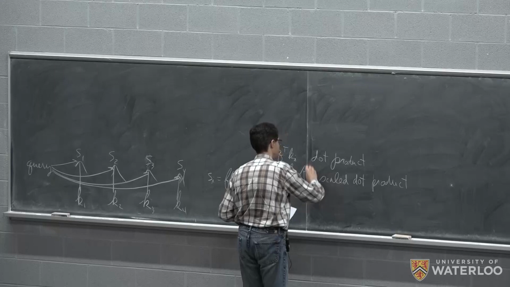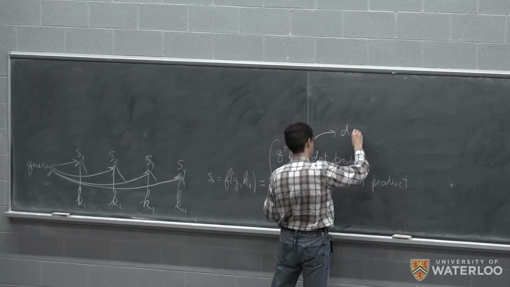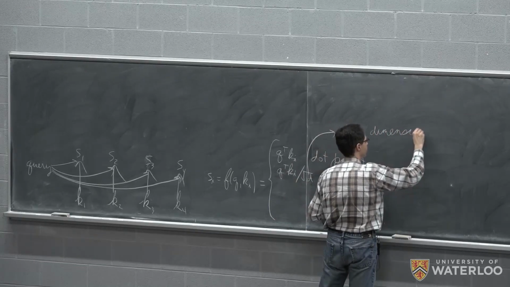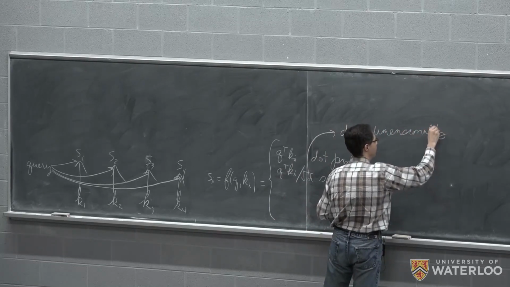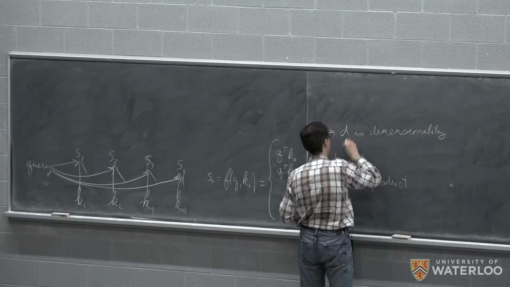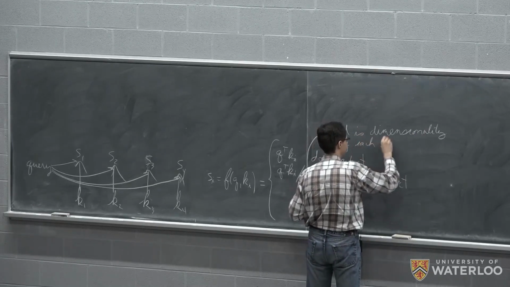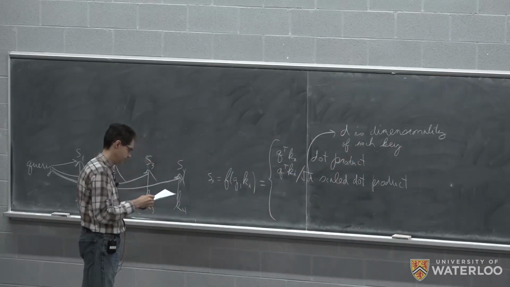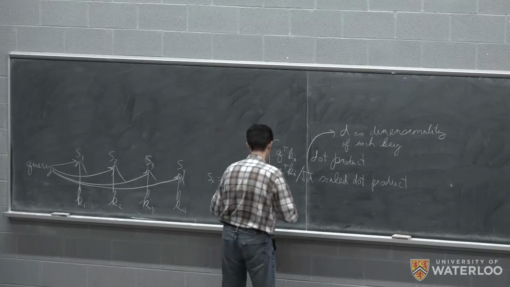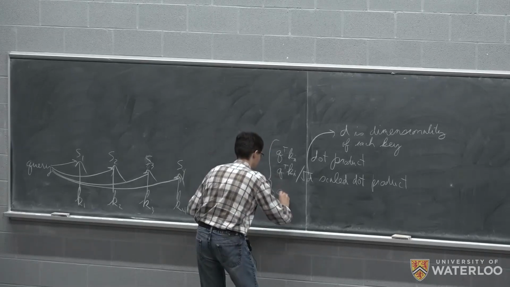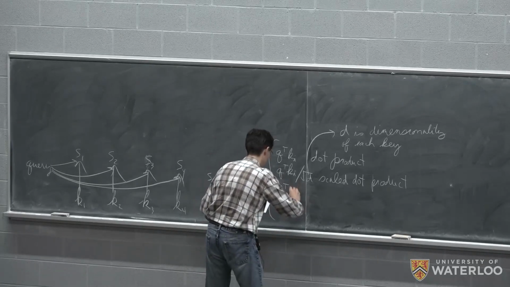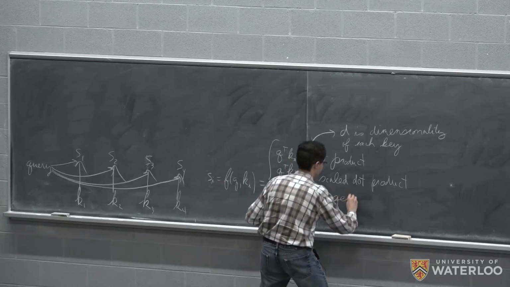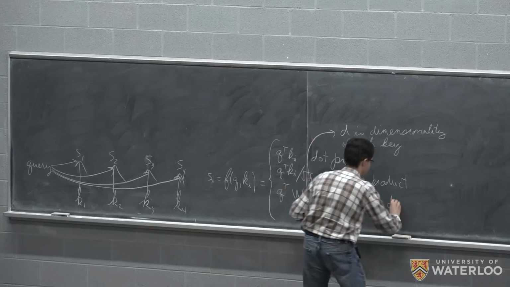Okay, and then here D is the dimensionality of each key. Okay, something slightly more general. We could also have Q transpose W Ki. So I'll call that a general dot product.